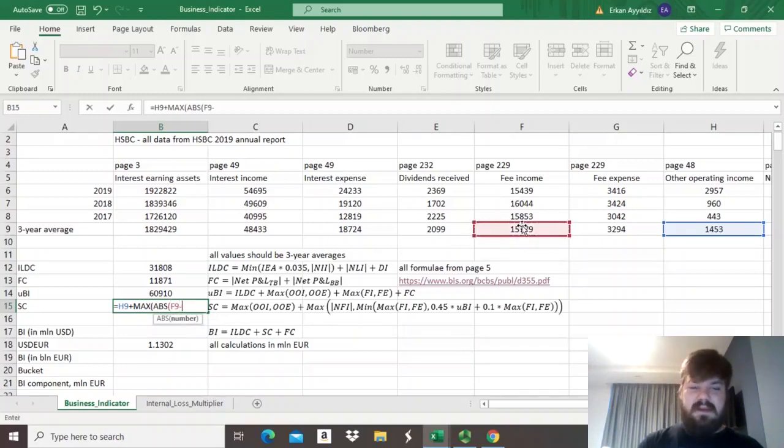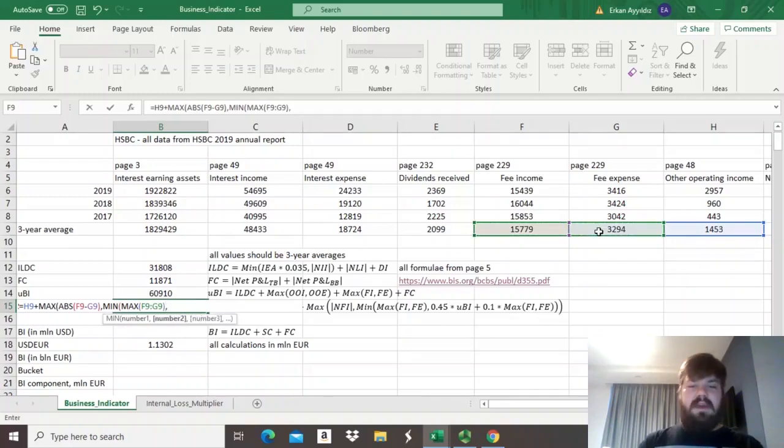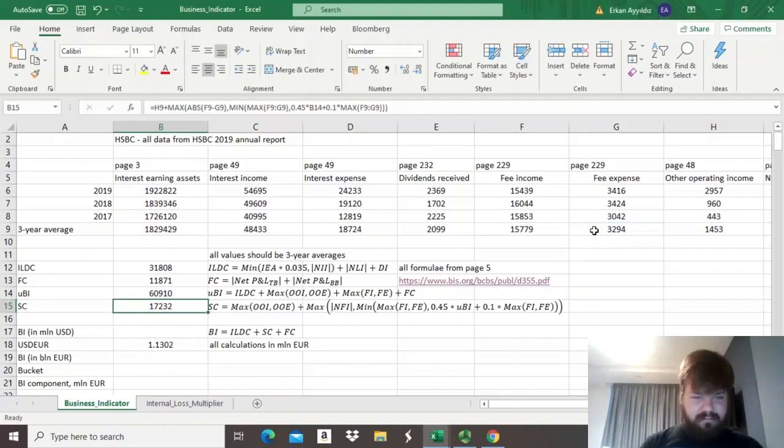So fee income minus the expense. Then we need to consider the minimum of whatever is larger, fee income or fee expense, and the equation that basically checks how prevalent fee income is within the unadjusted business indicator. 0.45 times the unadjusted business indicator plus 0.1 times the same, whatever is larger, fee income or fee expense. And then we can close a bunch of brackets and apply the formula.